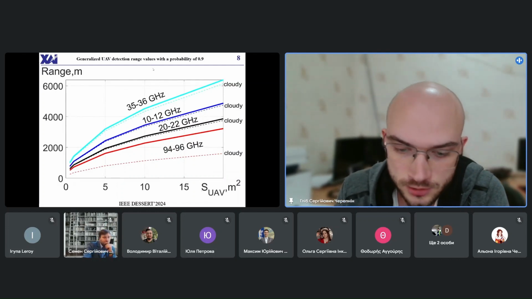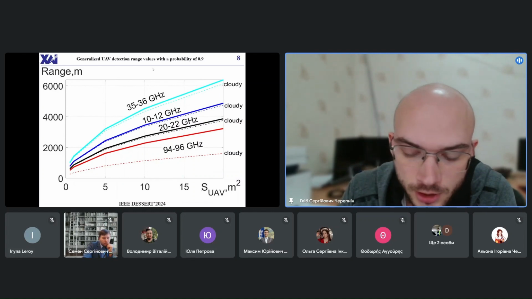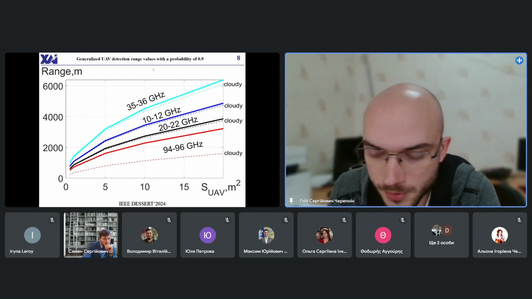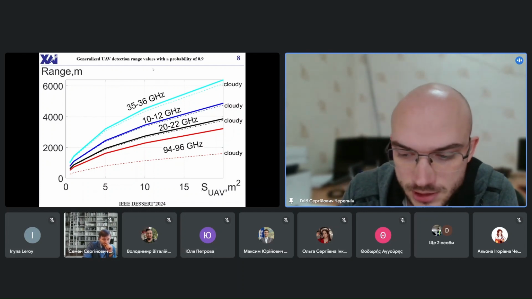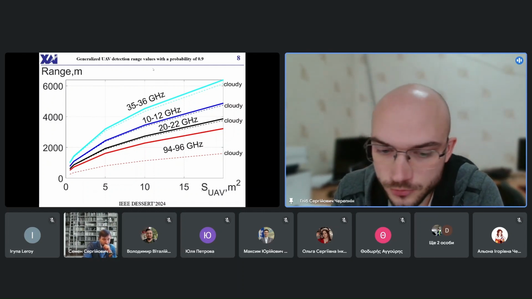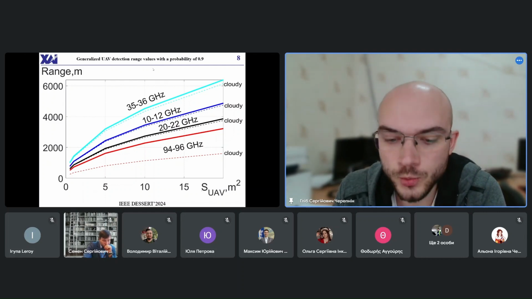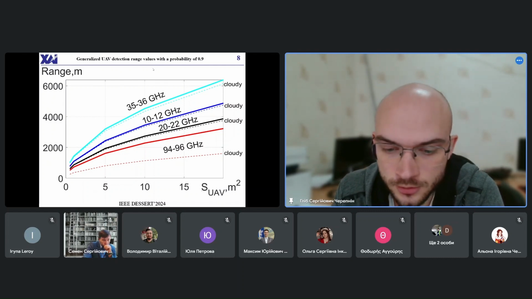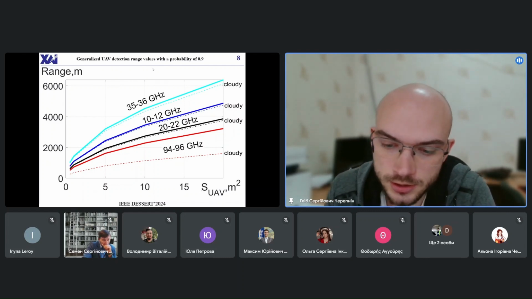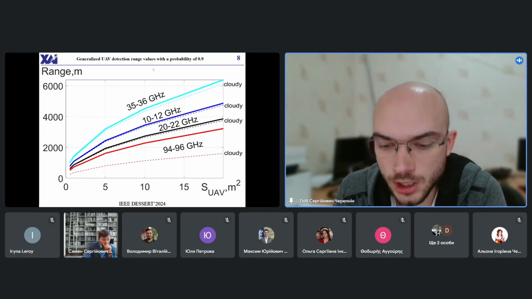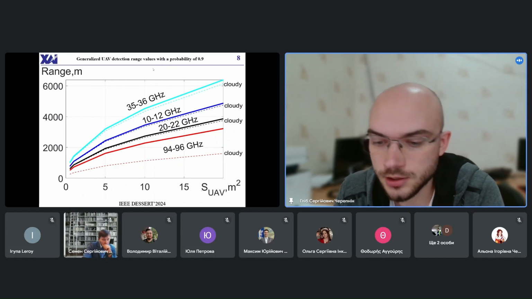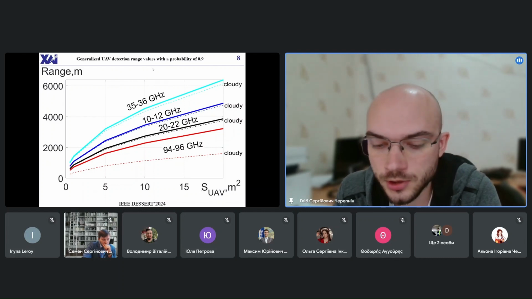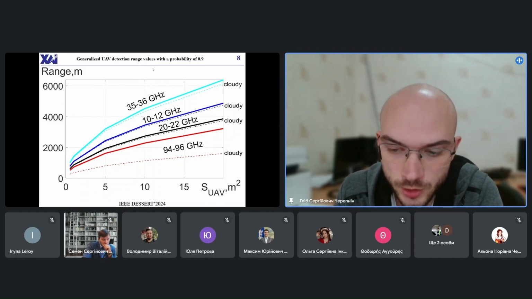The next figure shows the generalized UAV detection range values with probability 0.9 for cloudy weather with the same false alarm probability. The dashed line of the corresponding color shows cloudy weather. It can be seen that in all ranges, the influence of weather does not significantly affect the detection range.